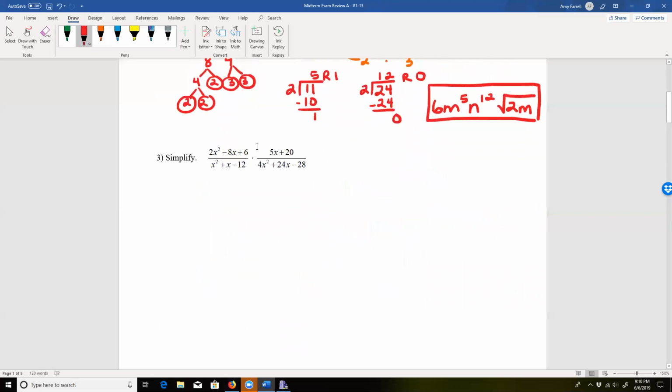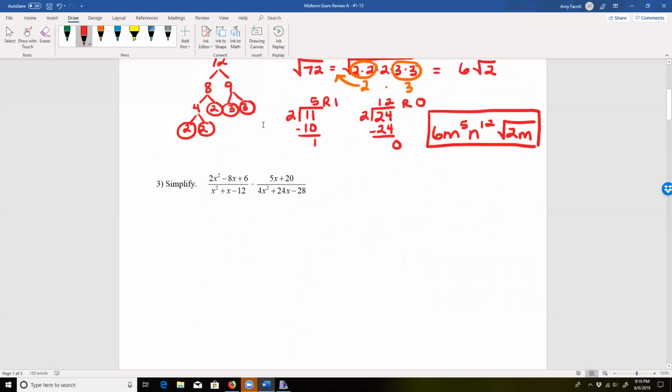All right, number 3. With number 3, I want to factor. I've got some trinomials here that have a GCF. So we're going to want to get that GCF out first. So I notice that the first trinomial, I have a GCF of 2. So let me go ahead and factor that out first.